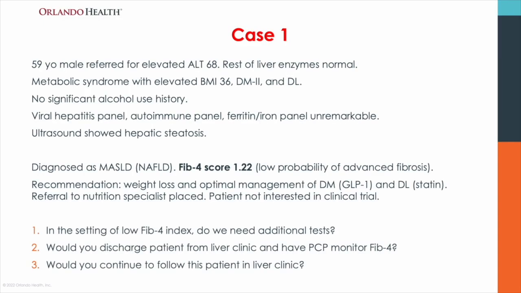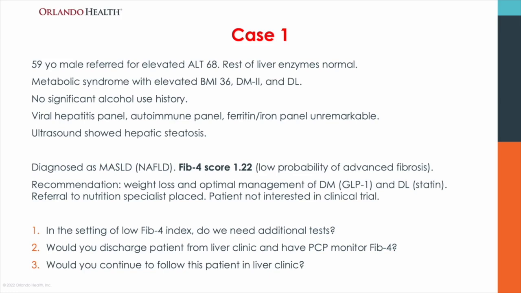Paul Coe presented. It's a 59-year-old male referred for elevated ALT, 68. Rest of liver enzymes are normal. Patient has metabolic syndrome, BMI is 36, type 2 diabetes, dyslipidemia, no significant alcohol use history. He's already had a viral hepatitis panel and ferritin and iron panel that are unremarkable. He had an ultrasound that showed hepatic steatosis, so he's been diagnosed as MASLD, and a FIB-4 index was performed, which was 1.22, which is a low probability of having advanced fibrosis.